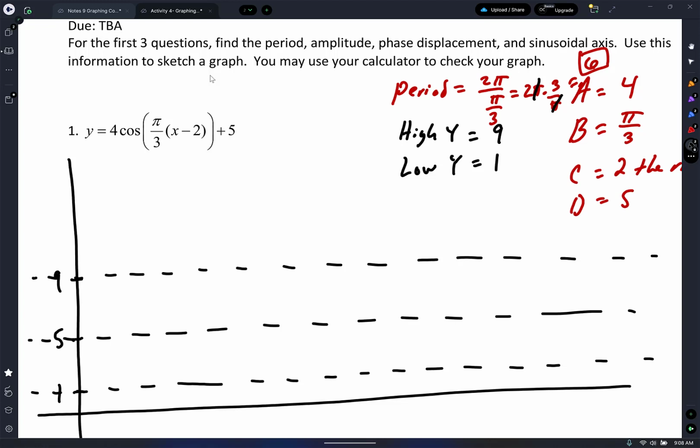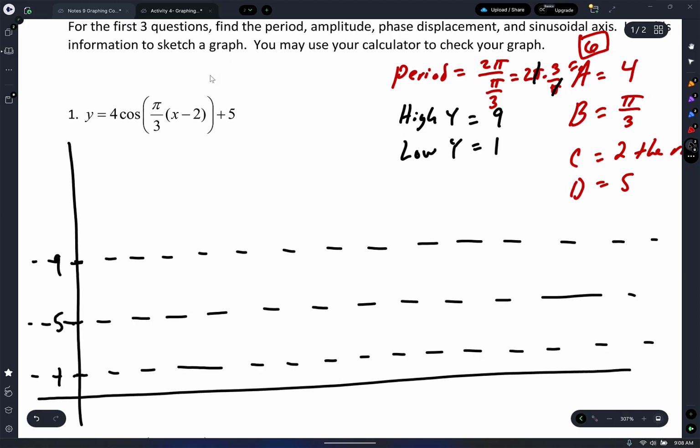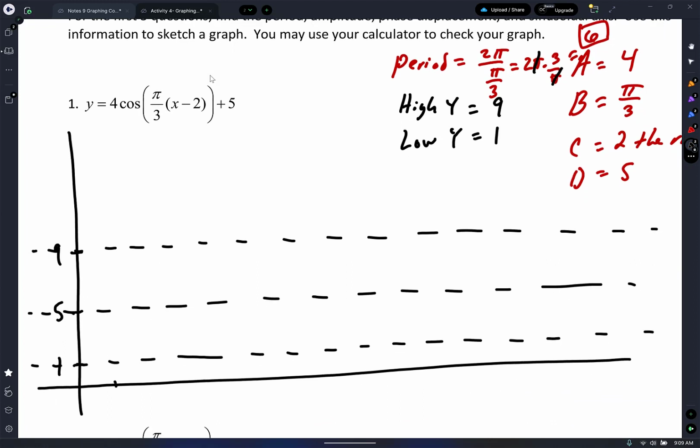I know that I have a maximum for cosine. I know that I have a maximum at 2. So I'm going to call this guy 2. And at 2, I'm going to put a point at 2, 9. There's my point. I know that I repeat every what? Yep. So I'm going to go 6 to the right. So I'm going to be now at 8. I'm going to call 8 like right here. And I'll put a point at 8, 9.